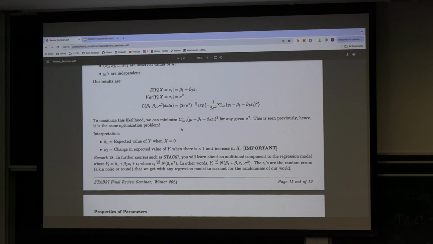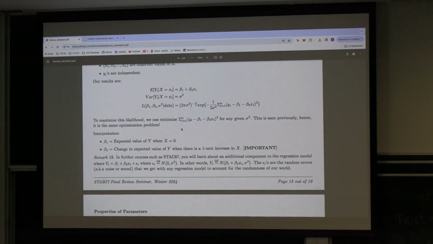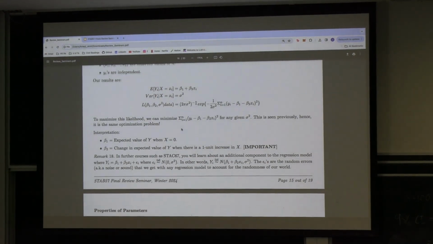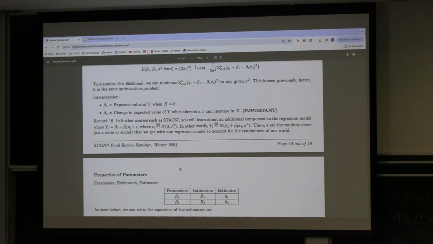Beta 2 is the change in expected value of y when there is a 1 unit increase in x. So for each unit increase in x, beta 2 would represent the difference in the value of y. And this is y equals mx plus b, but more complicated. If you have x equals 0 and another equation where x equals 1, you take the difference between them and you can see beta 2 represents the change in value for y. That's a small remark there, but we won't go into that now.